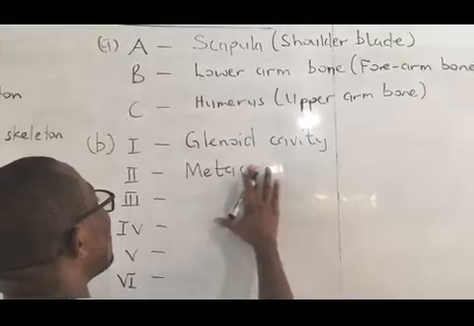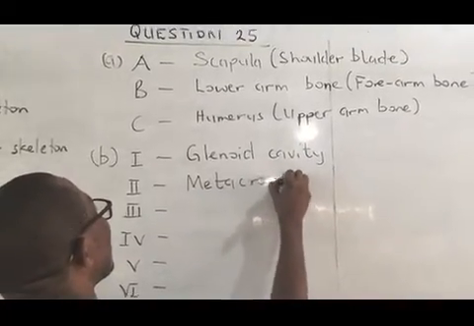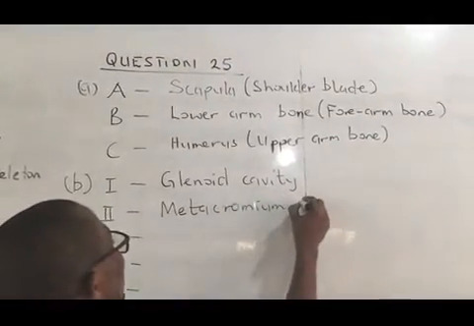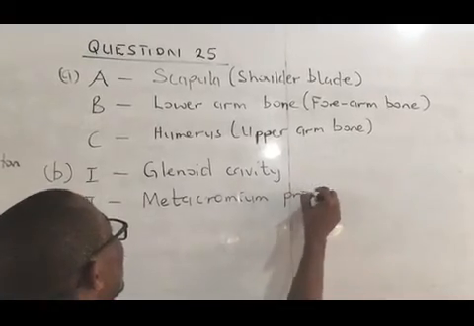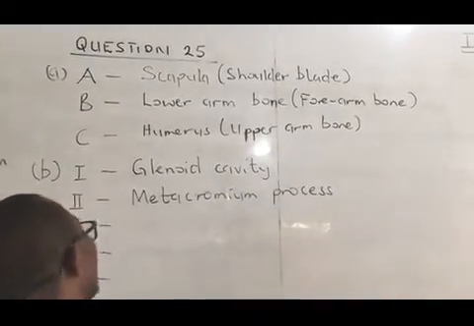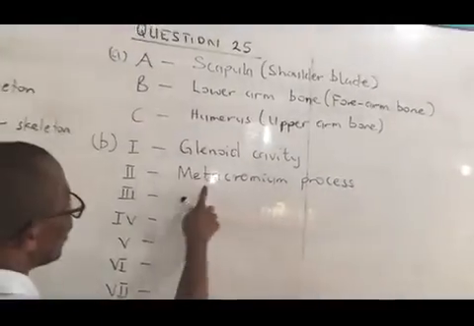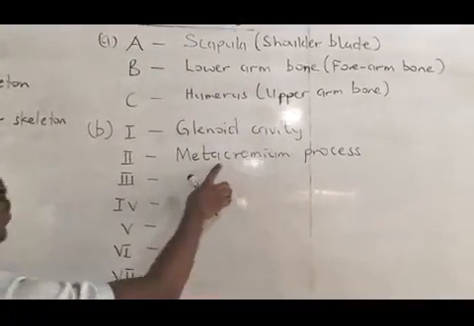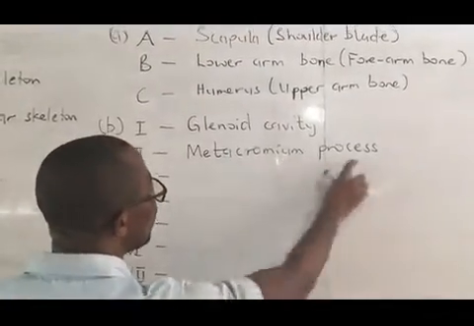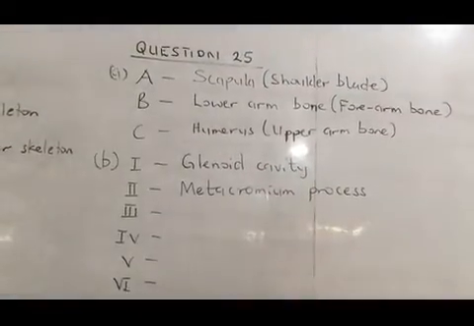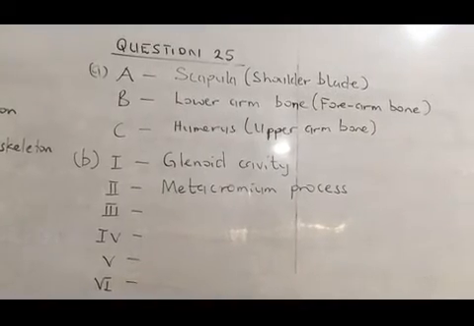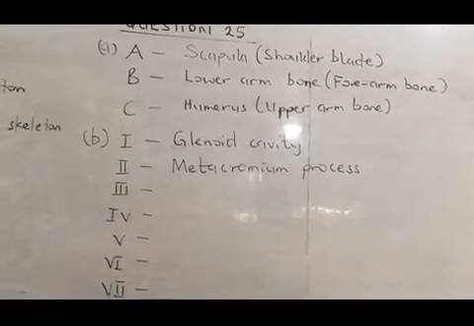And then we have II, it is the metacromion process. In some books, you also come across acromion. The "met" doesn't come, so you come across acromion process. If you write that, you'll be given the mark. So it is metacromion process. You can simply write acromion process.